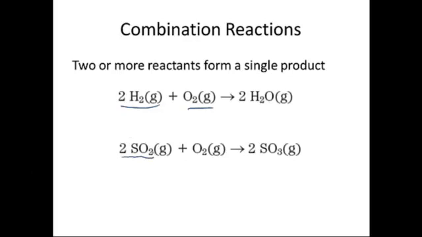This one's between sulfur dioxide. It reacts with oxygen to form sulfur trioxide. The fact that there's two of one reactant and one of the other reactant doesn't matter. It's two different things forming one thing and one kind of thing.